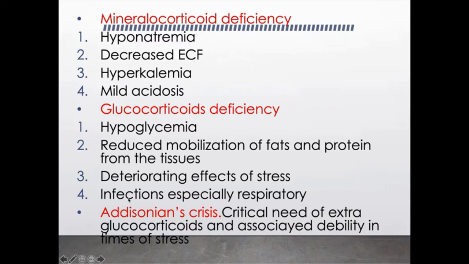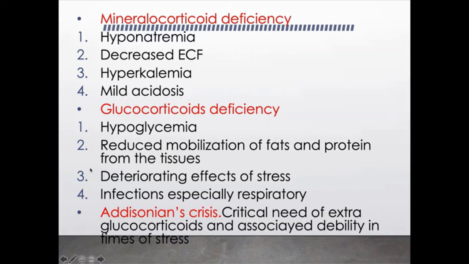In the fourth point, it affects infections, especially respiratory infection. Why? Because the glucocorticoid helps to handle stress. It helps a person to combat the infection. So if glucocorticoid is not there, the person will be more prone to infections.